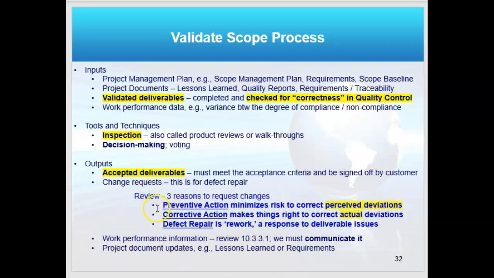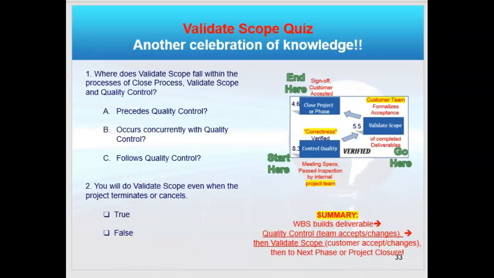If not, they would do change requests, which we go back to these three terms: must be known. Preventive action is for perceived deviations. Corrective action, change request, would be for actual deviations, and it could be defect repair. Now, so where does validate scope fall within these three processes? Control quality, validate scope, and close project or phase. I'll let you chew on that. We'll talk about it in class.